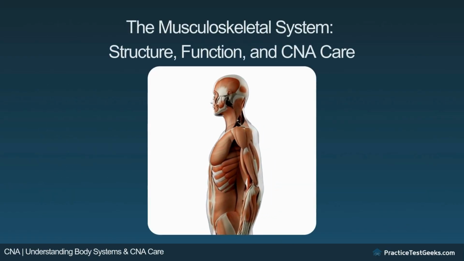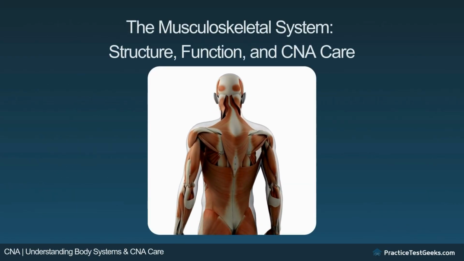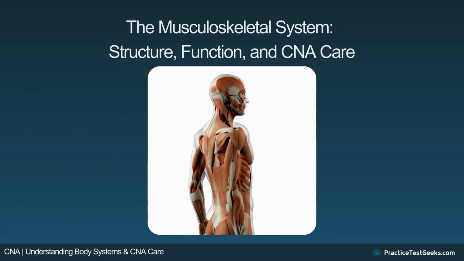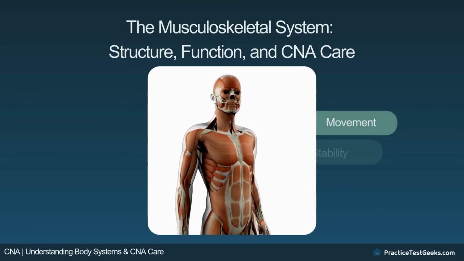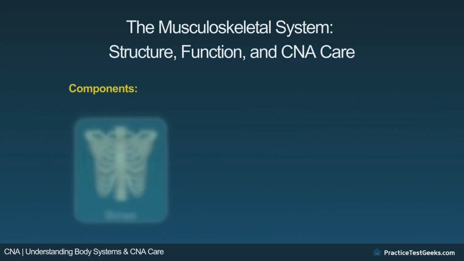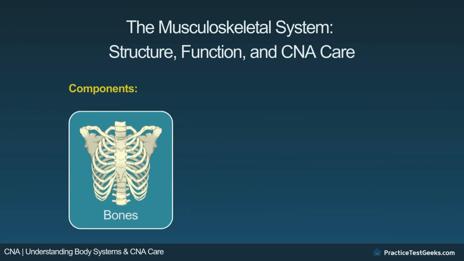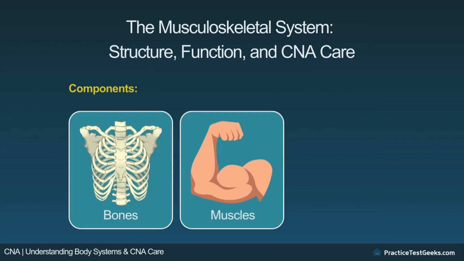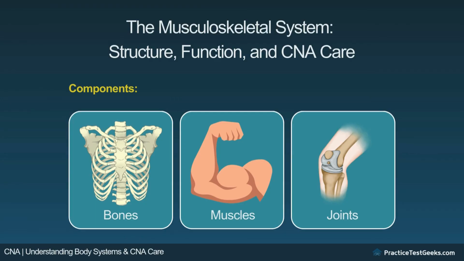The musculoskeletal system: structure, function, and CNA care. The musculoskeletal system supports movement, stability, and protection. Components: bones provide framework and protection. Muscles facilitate movement. Joints connect bones and allow flexibility.